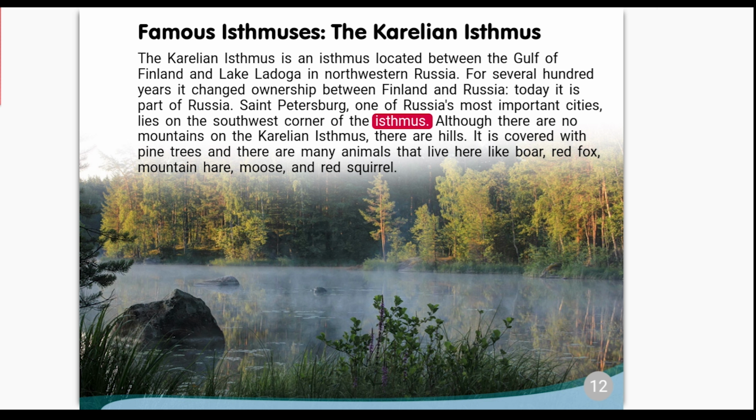Although there are no mountains on the Karelian Isthmus, there are hills. It is covered with pine trees, and there are many animals that live here like boar, red fox, mountain hare, moose, and red squirrel.